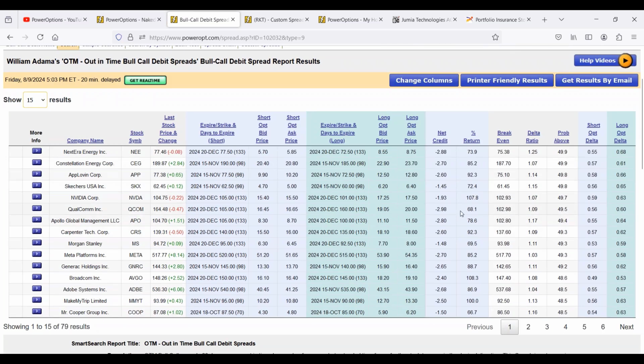Look at my returns now, 92, 68. I'm not looking at 15, 16, 17% returns. I'm looking at positions here on Skechers, for example, at 62.45. Rocket's not in here. I looked for that real quick, but it's not there. I'm selling the just at the money 62.5 November call for around 4.85, and I'm buying the November 60 call for about 6.30. I'm paying a debit of 1.45, but if the stock stays above 62.50, I get 2.50 back. I'm looking at a 73% return with a 49% probability of success.